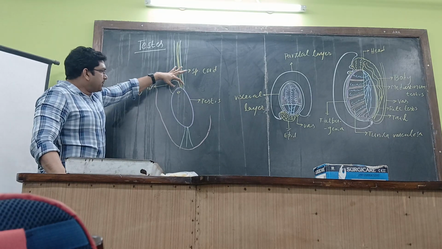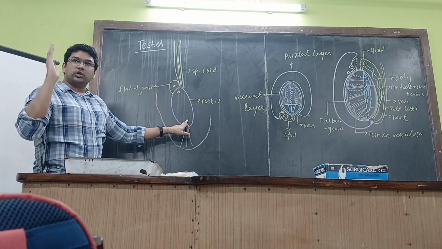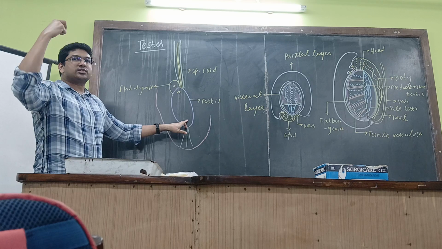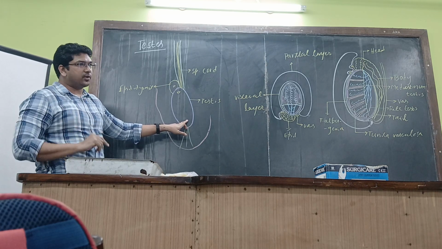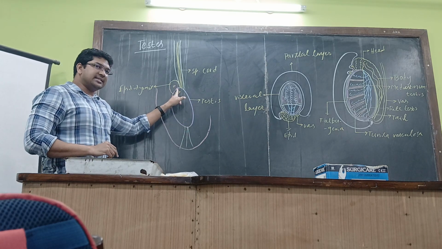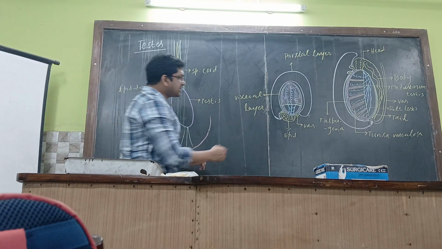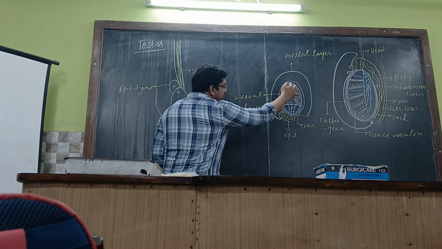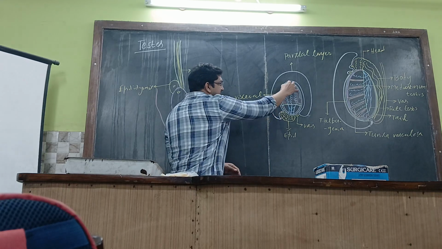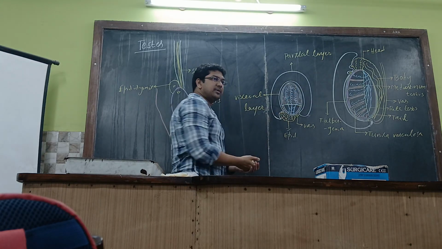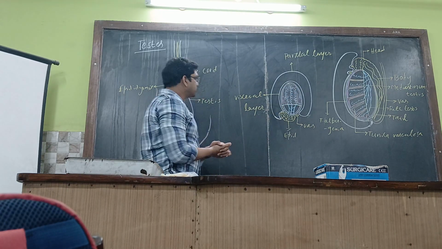The anterior border is convex and smooth. This is important. But the posterior border is flat. Getting it? The posterior border will be flat actually, compared to the anterior border. The anterior border is absolutely convex, but the posterior border is a bit flat.